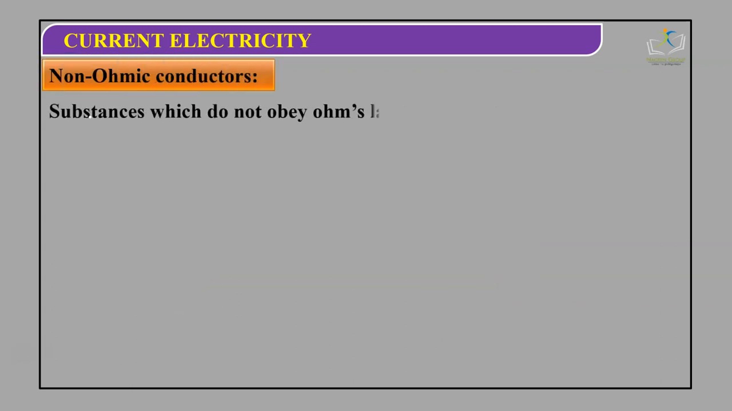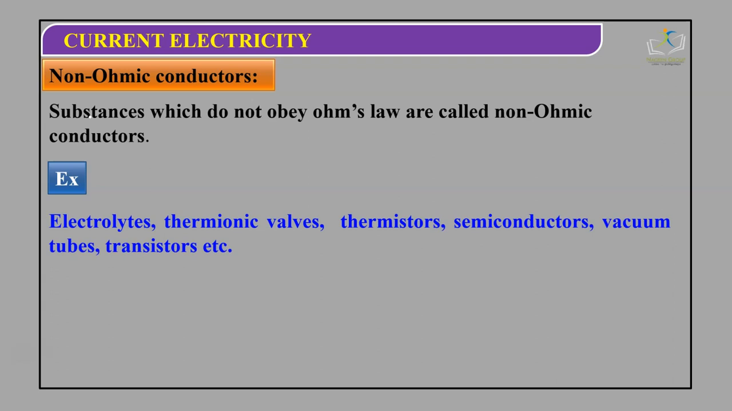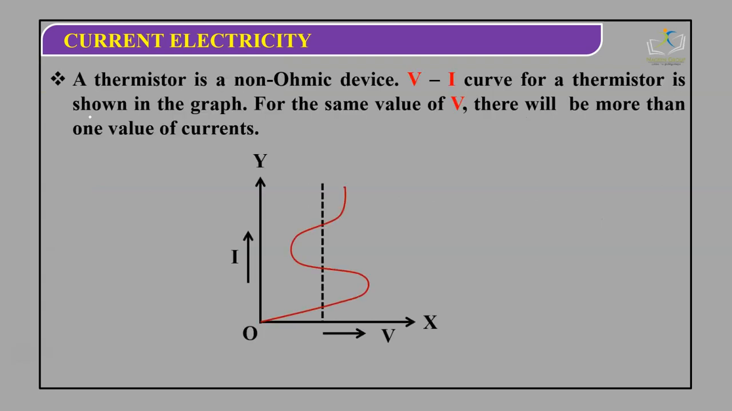Non-ohmic conductors: substances which do not obey Ohm's law are called non-ohmic substances or non-ohmic conductors. For example, electrolytes, thermionic valves, thermistors, semiconductors, vacuum tubes, and transistors. These are examples of non-ohmic substances. A thermistor is a non-ohmic device whose VI curve is shown in the graph. For the same value of V, more than one value of current is found. This is a thermistor.